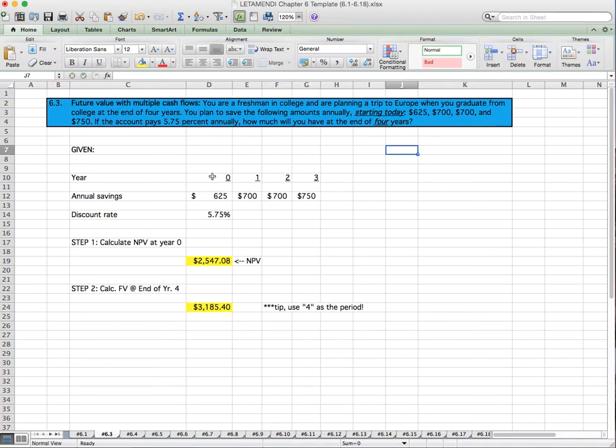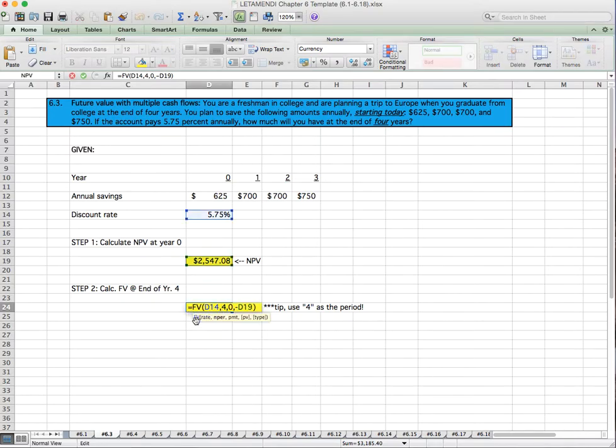So year 0 doesn't really count as it's from year 0 to the first, it's a year hop, then a second, then a third, and then at the end of the 4th year, that's a 4th year hop, right? So that's why you want to use 4.